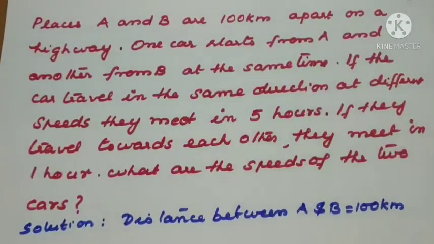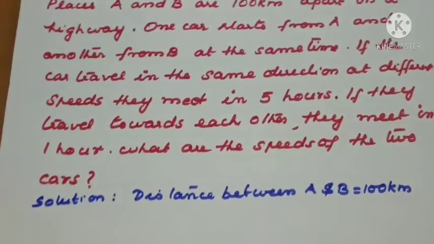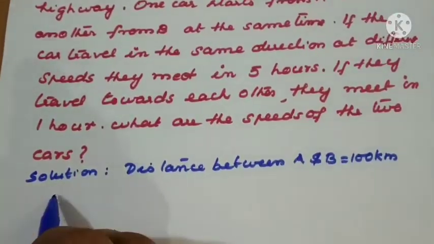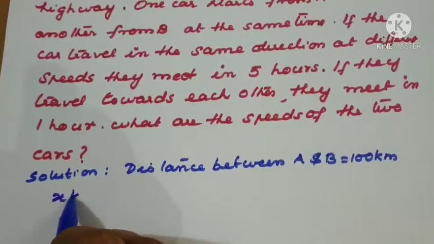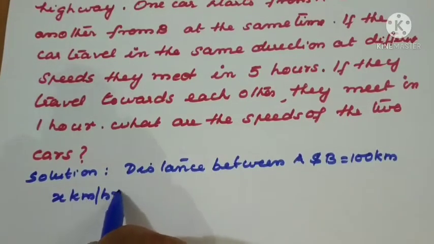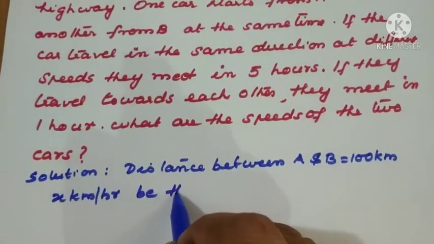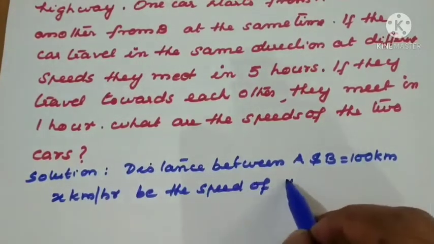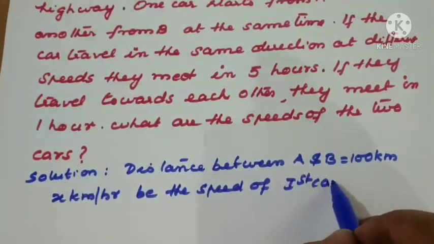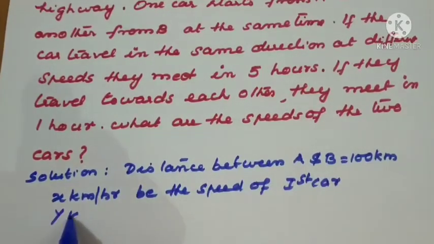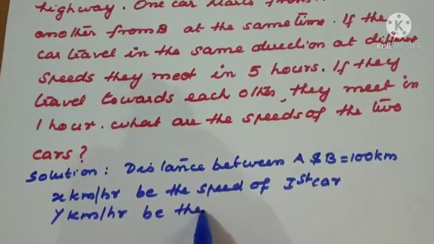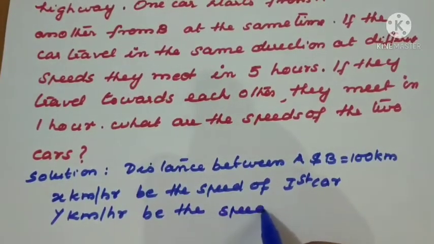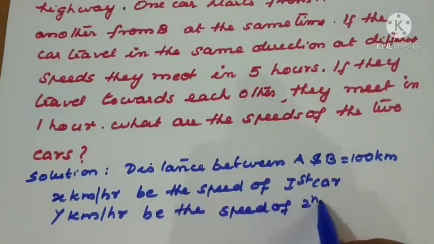What is the next part? We have asked in the question what are the speeds of the two cars. So we will assume that x kilometer per hour be the speed of the first car, y kilometer per hour be the speed of the second car.